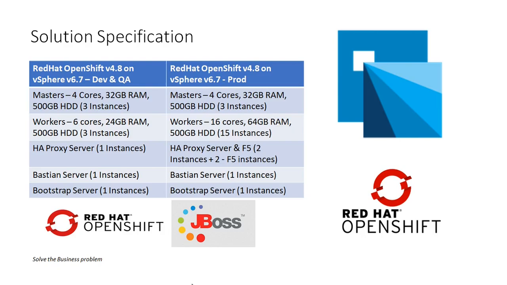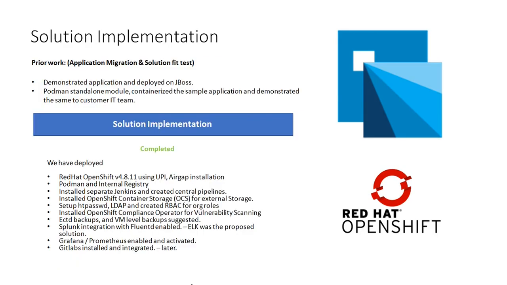Moving next. The preparation work we did was to show them the containerized application with standalone Podman. We then installed Red Hat OpenShift v4.8.11 using air-gap installation, Podman and an internal registry, installed a separate Jenkins and created central pipelines, installed OpenShift Container Storage, OCS, for external storage, and set up HTPasswd, LDAP and created RBAC for org roles.